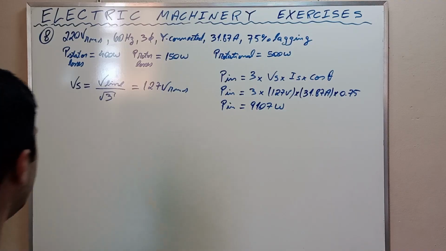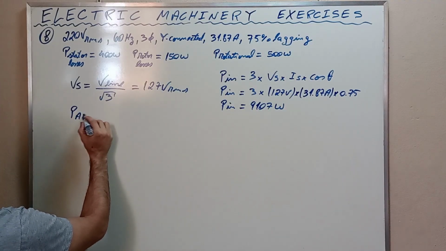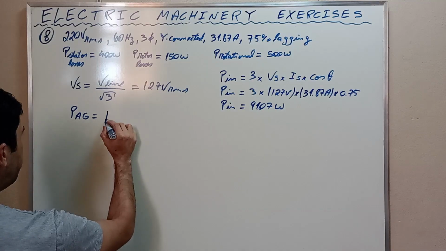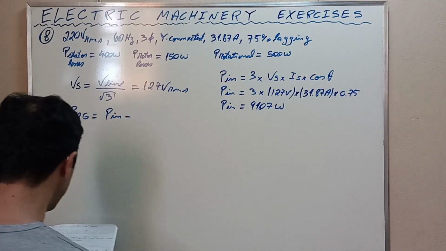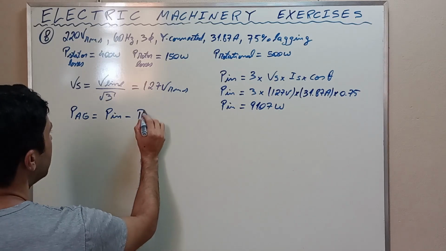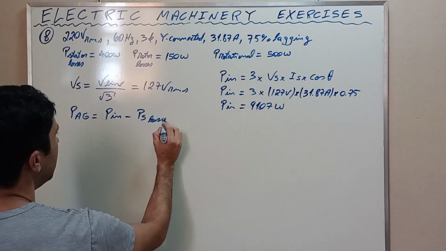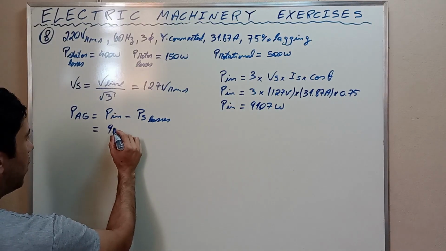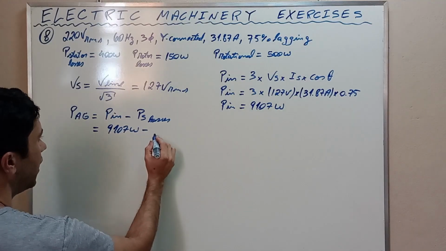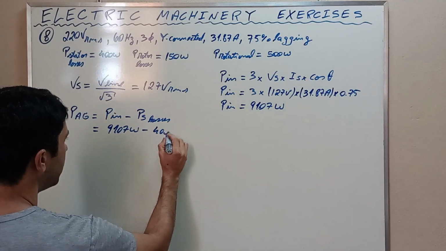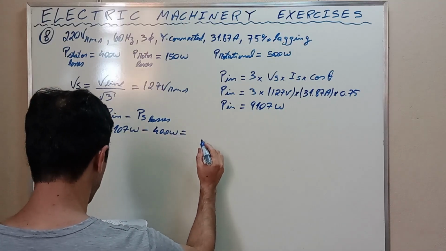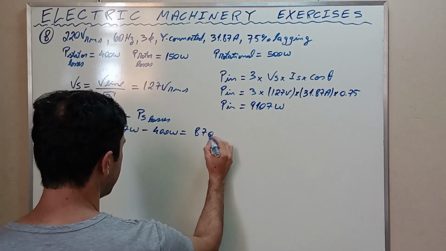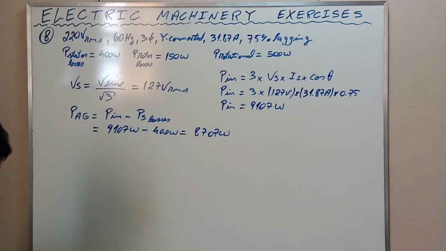Alright, my friends, the air gap power is the input power minus the stator copper losses. PAG is equal to P in, the input power, minus the stator copper losses. And this is equal to 9,107 watts minus 400 watts, and this is equal to 8,707 watts.